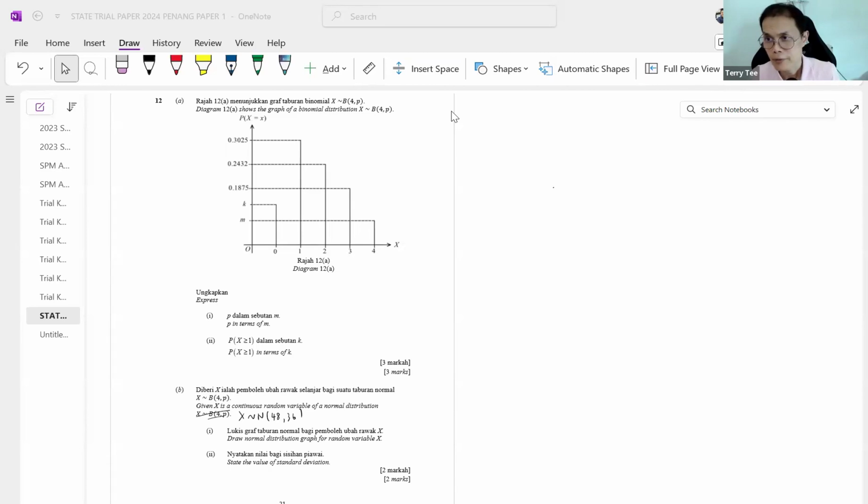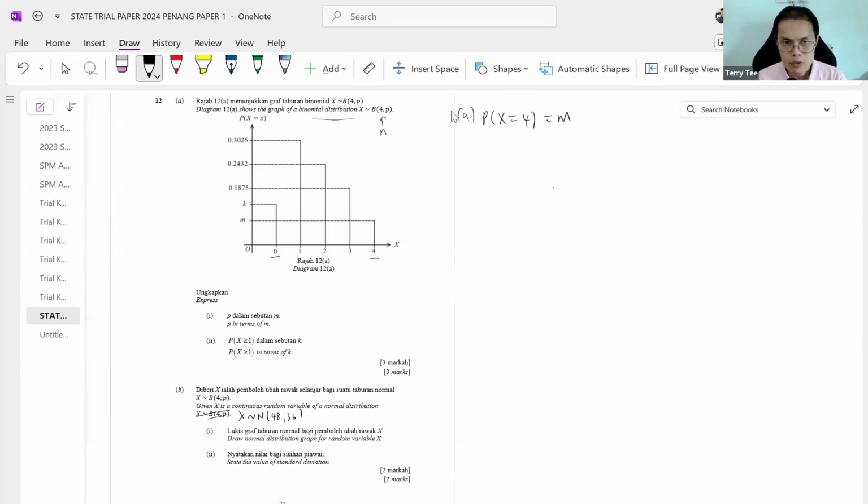Okay, this is Form 5, Chapter 5, Probability Distribution, question number 12. So the first part is a binomial distribution. It is given that this is a graph of a binomial distribution where your n is 4 and probability of success is p. So you're supposed to express p in terms of m, okay? Now, one thing, if you look at this, right, you are given the probability for some of them, but you're not given probability of x equals 0 and x equals 4. Your probability of x equals 4 is now m.